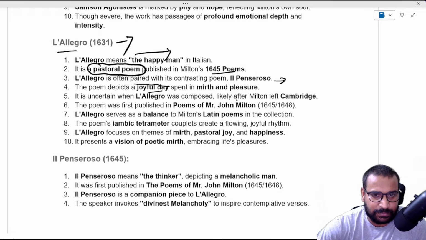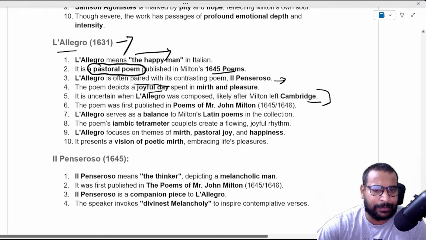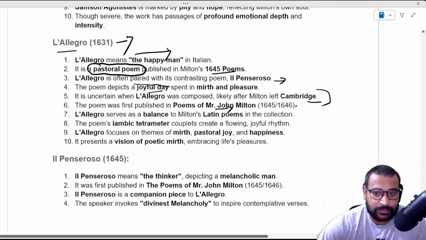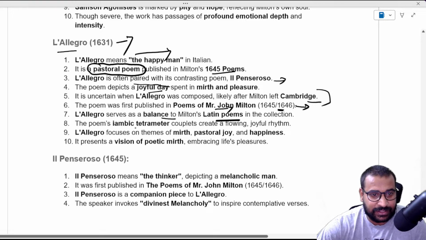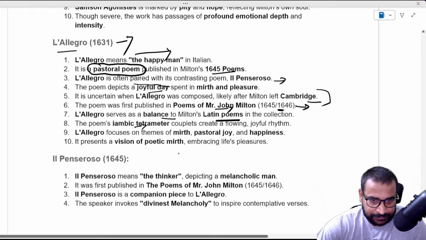L'Allegro was composed likely after Milton left Cambridge. Not important for you to remember, but you should have an idea of where he wrote it. The poem was first published in Poems of John Milton, the full set that they first published here. L'Allegro serves as a balance to Milton's Latin poem in the collection. It is written in tetrameter couplets, which create a flowing, joyful rhythm.